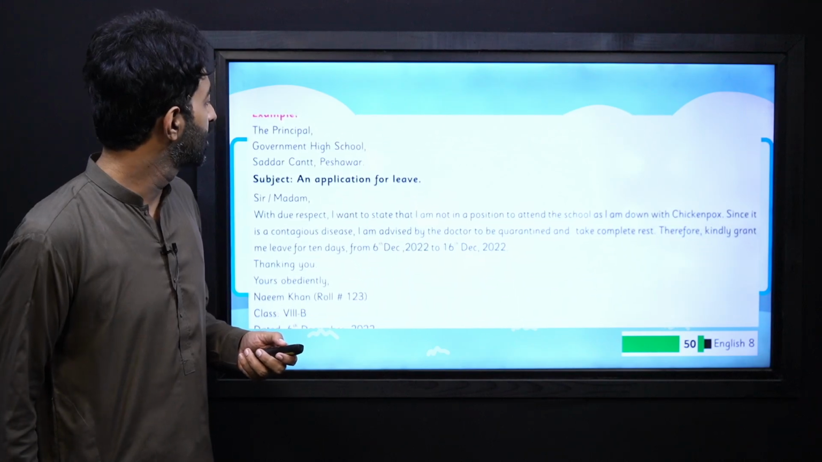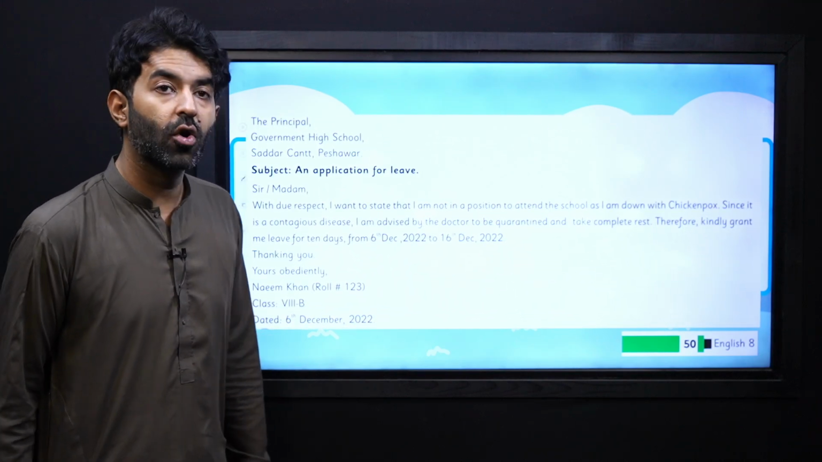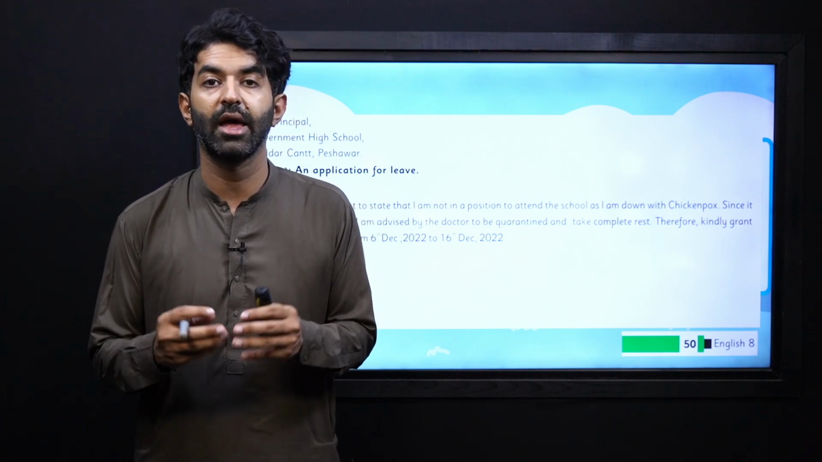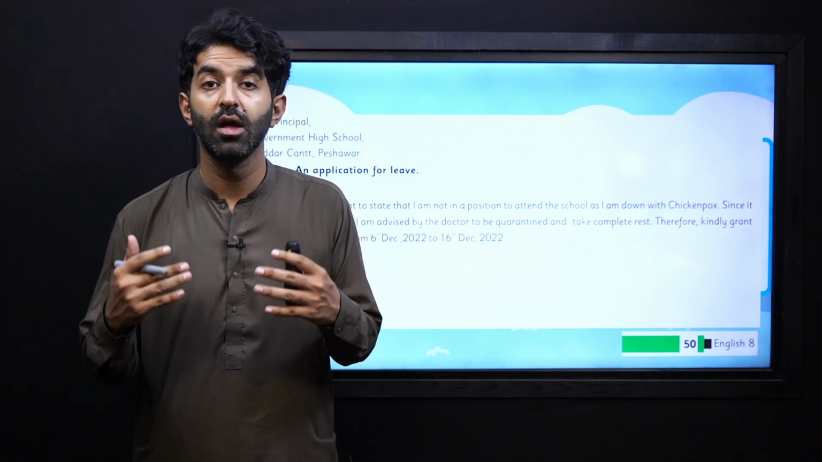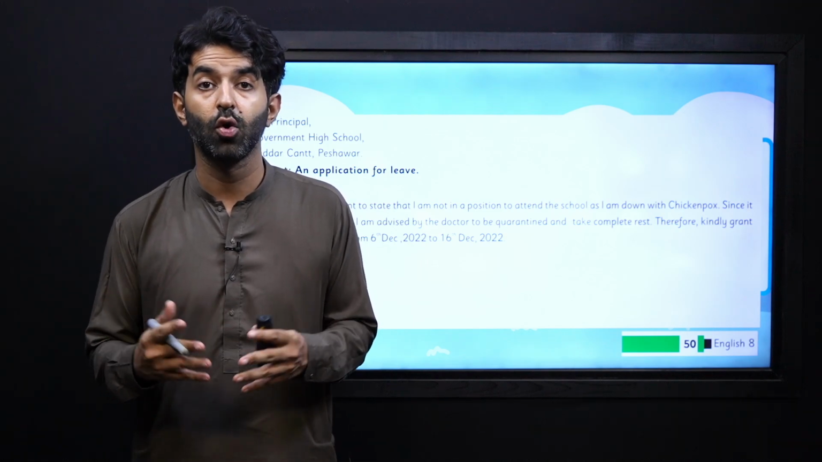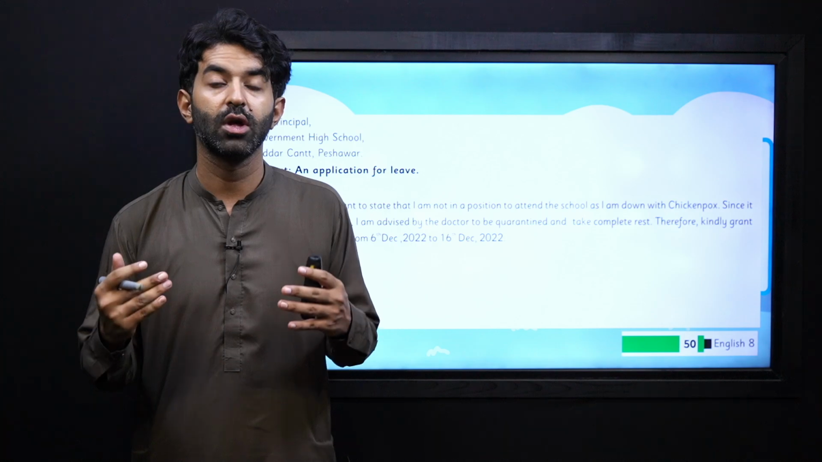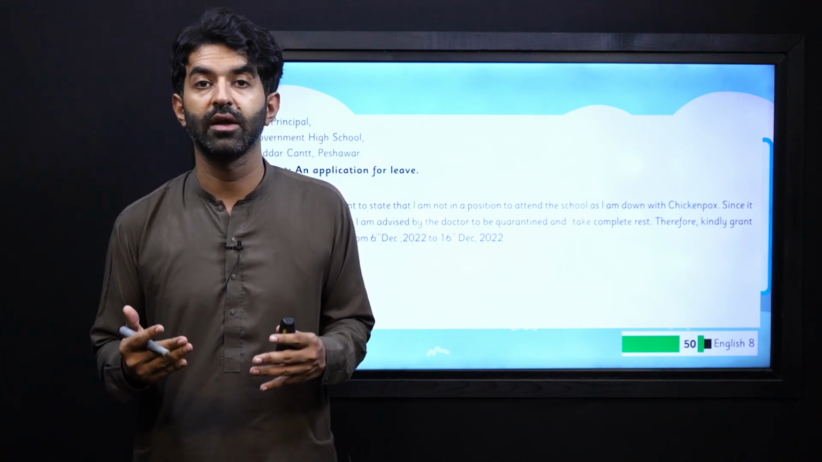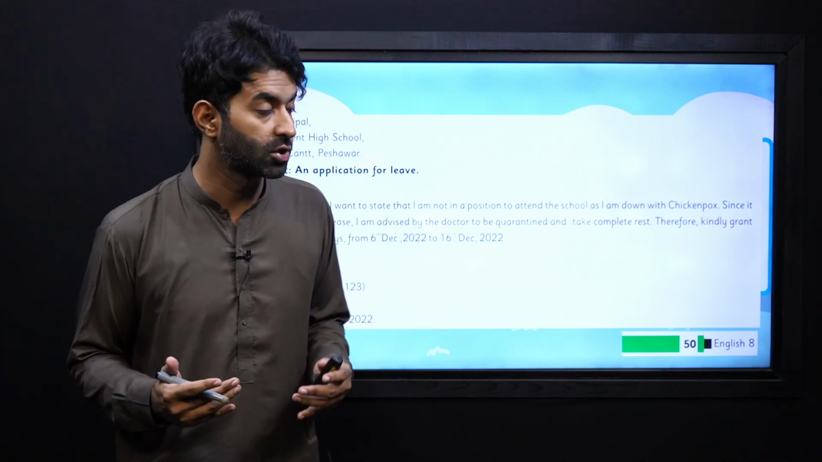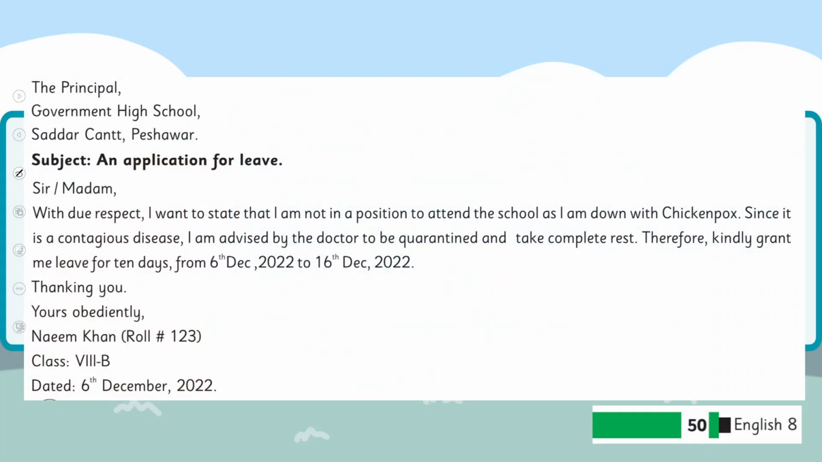Now let us see an application for leave following the same format that we have learned, so that you can write applications on your own without any help, and you can successfully understand how the application is structured. Here, the principal, Government High School, Sadr Cant, Peshawar, is the person you are addressing, with the name of the school and the address. So all the information is added over here.